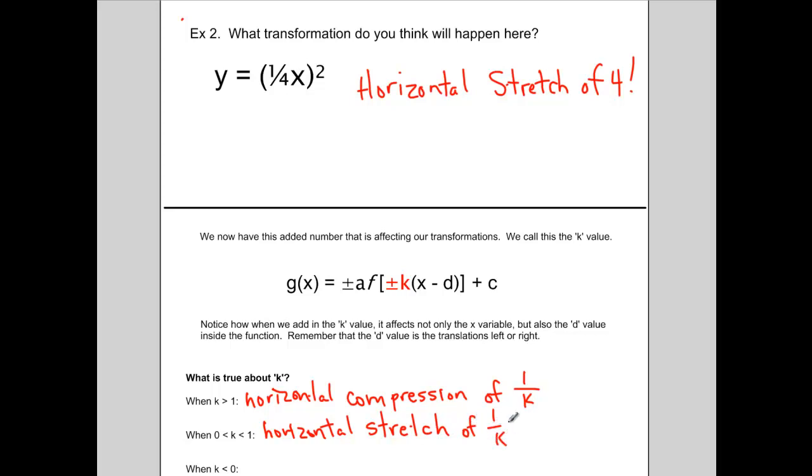This sometimes gets confusing because k in this instance is a fraction, so 1 over a fraction, well, remember you just flip the fraction. So 1 over 1/4 is the same as saying 4 over 1.